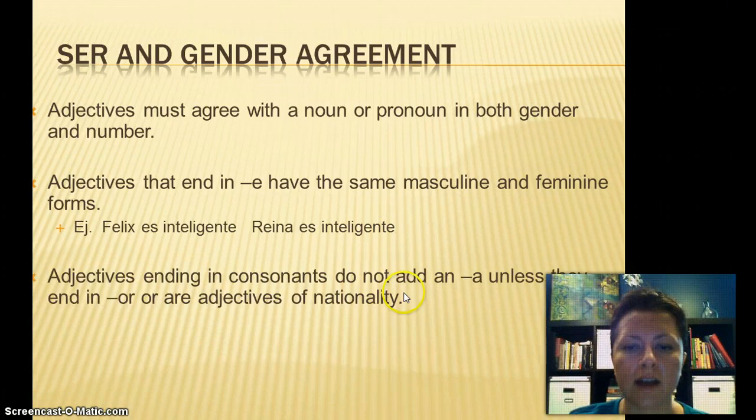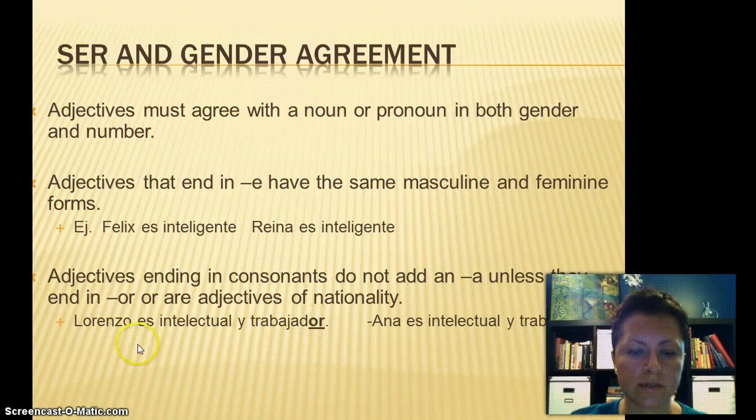Adjectives ending in consonants do not add an A for the girl unless they end in OR or are adjectives of nationalities. So two examples here. Lorenzo es intelectual. Intelectual ends in a consonant. It ends in an L. Ana es intelectual. We leave it that way. Intelectual for a male, intelectual for a female.